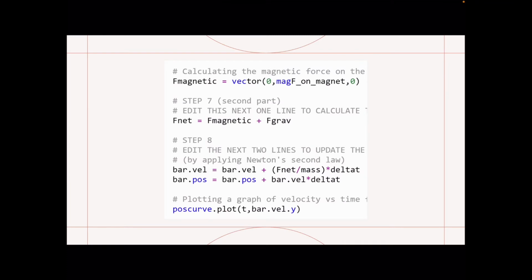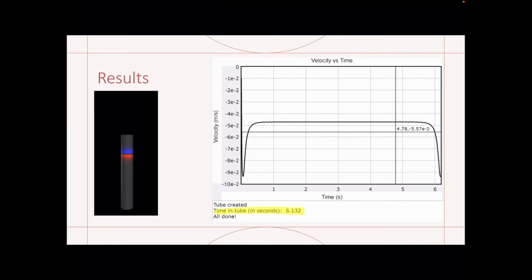Finally, I calculated the net force on the magnet. Using Newton's second law, I updated the velocity and position of the magnet as it travels through the tube as well. These are the results. On the left is the tube with the magnet and the currents in opposite directions represented by blue and red. On the right, you can see the total time in the tube is calculated to be 6.132 seconds.